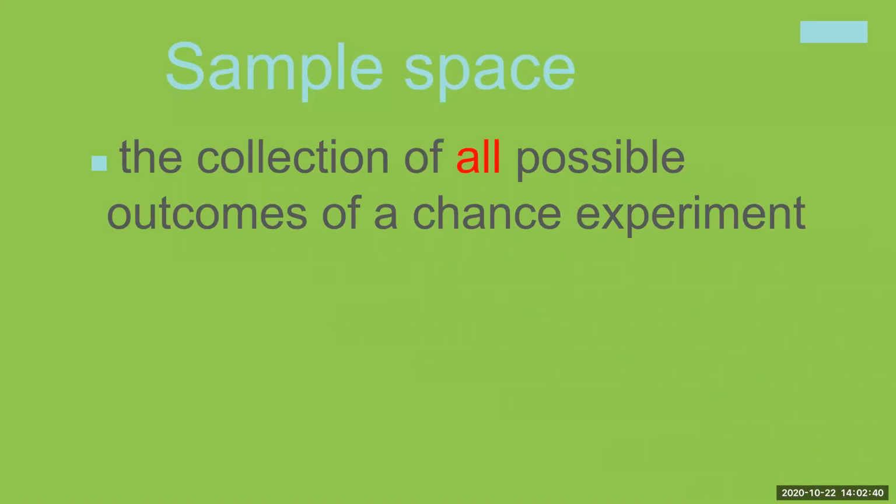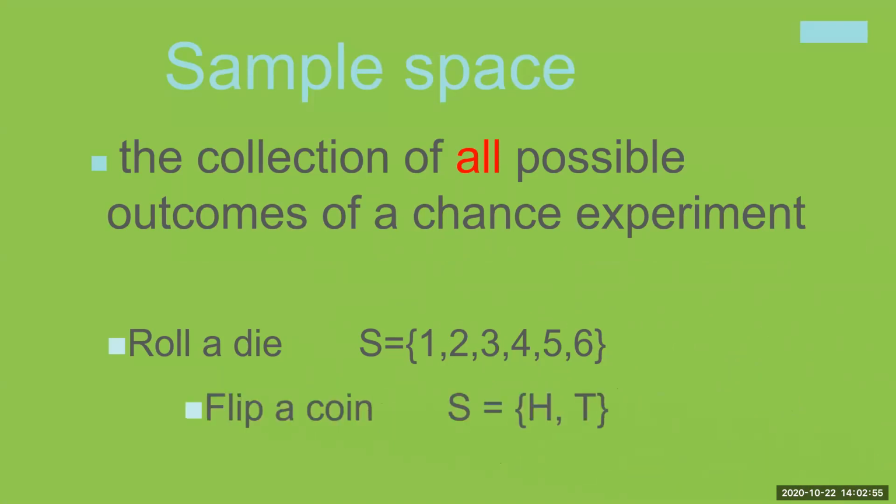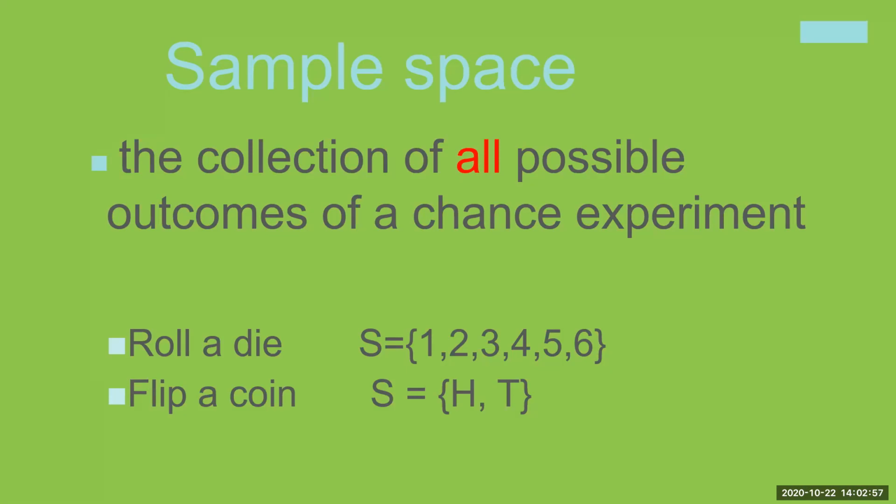First, let's define sample space. Sample space is the collection of all possible outcomes of a chance experiment. So for example, this sample space, if I were to roll a die, would be all my options, typical die, 1, 2, 3, 4, 5, or 6. Again, your sample space, if I flip a coin, a normal coin should have heads and tails.